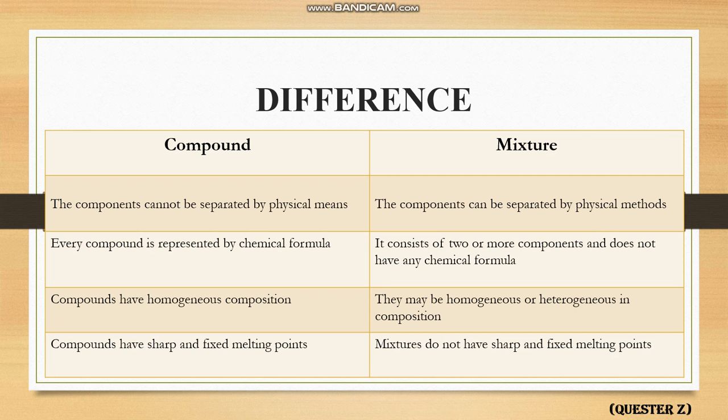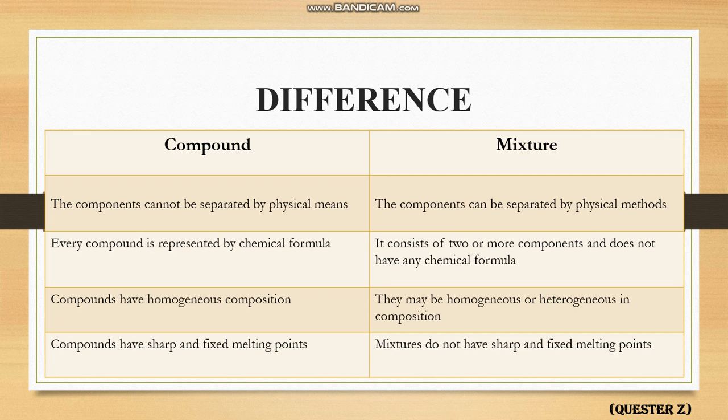Fourth one, the components cannot be separated by physical means. Like you have water, you cannot separate hydrogen and oxygen from it. So that is why the components of a compound cannot be separated by physical means. While in a mixture, you can separate those by physical methods. What type of physical method? We already discussed distillation, crystallization, evaporation, magnetization. These are physical methods that we use.